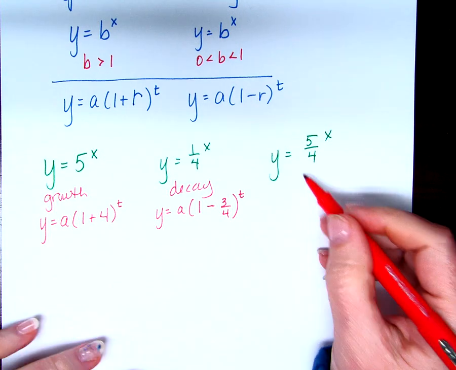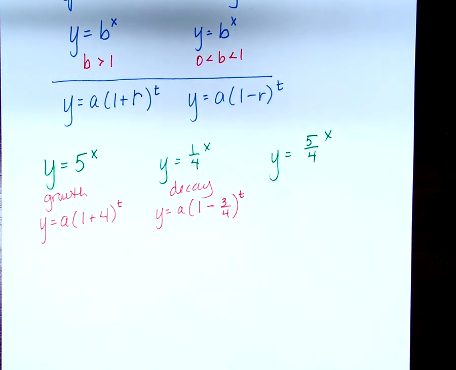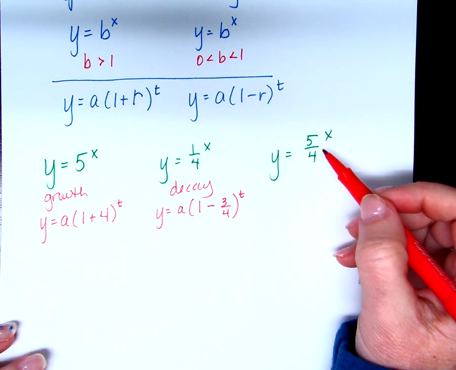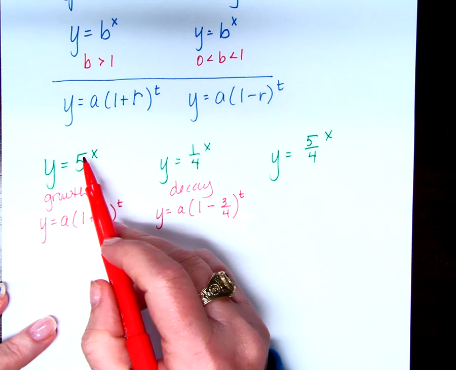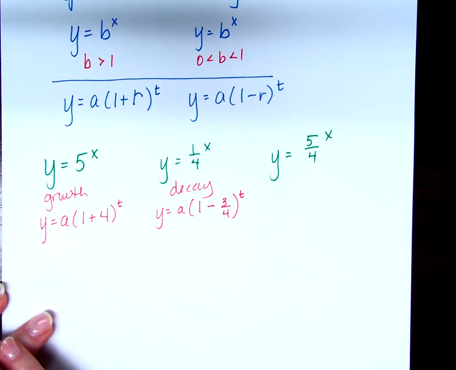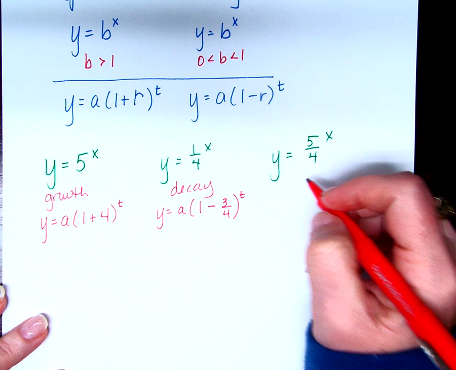Okay. What about the last one? Is it growth or decay? Oh, see, I tried to trick you. Did you notice that? How did I try to trick you? By a fraction, right? Because some people think if it's a fraction, it's decay. I mean, kind of. Because isn't a fraction usually between 0 and 1? Yes, but are all fractions between 0 and 1? No, so please don't be tricked.